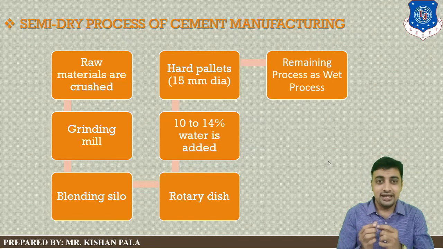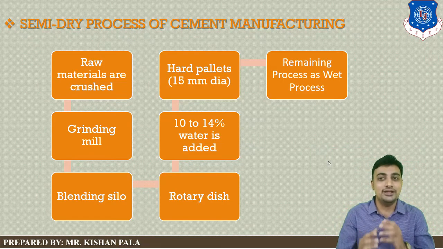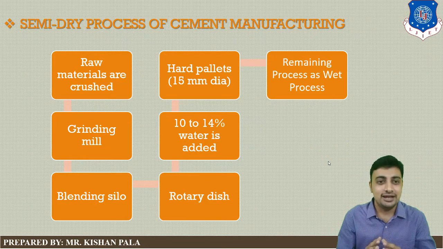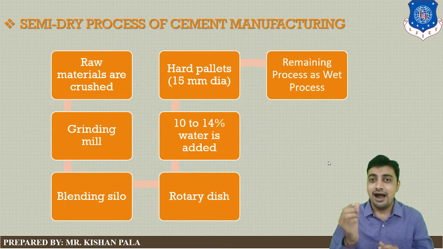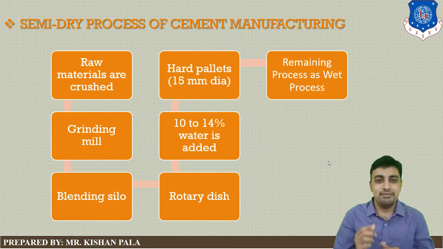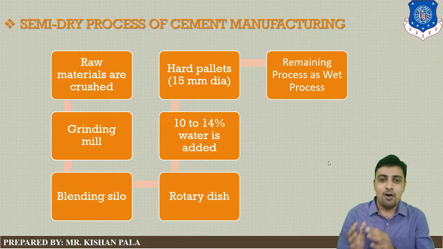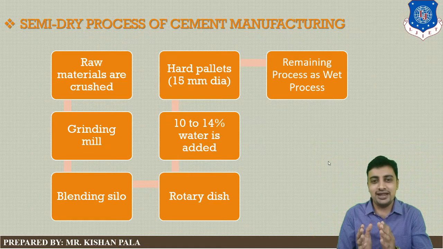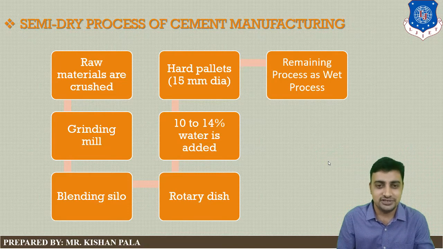This blended mix is now sieved and fed into the rotary dish called the granulator, and about 10 to 14% water is added at the same time. You can see in the chart. In this way, the mix is converted into hard pellets of about 15 mm diameter, and the pellets are baked by the heat of hot gases available from the kiln, and these pellets are fed into the kiln, and the remaining operations are the same as in the wet process.